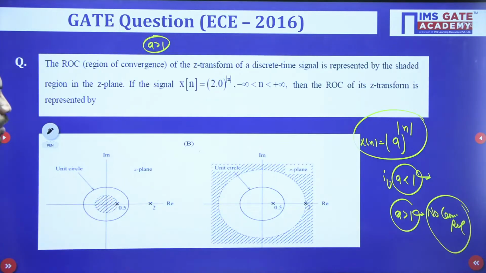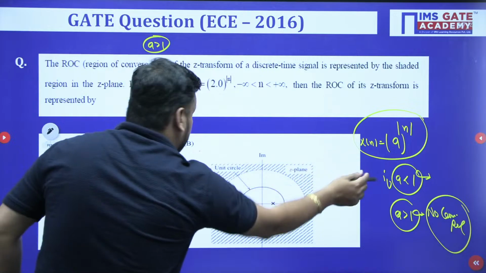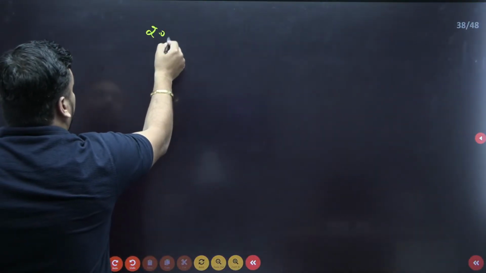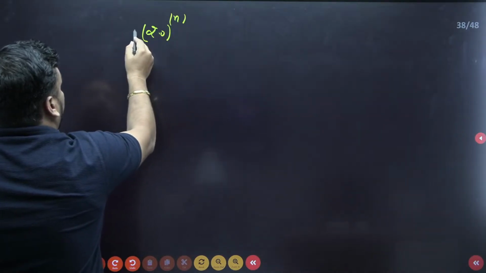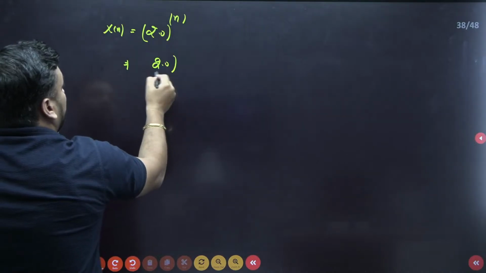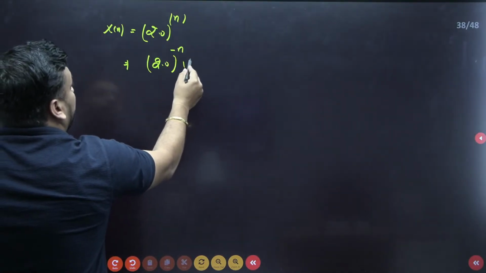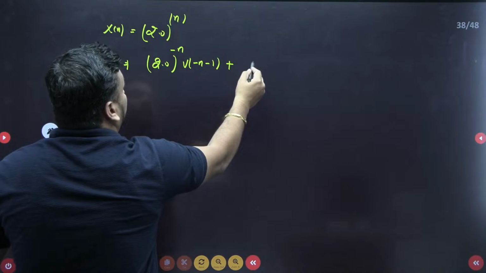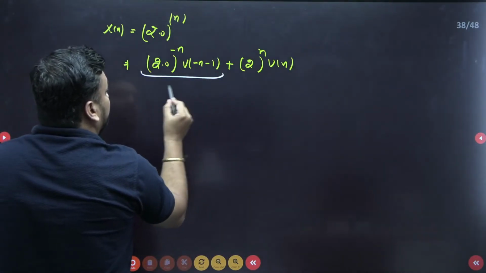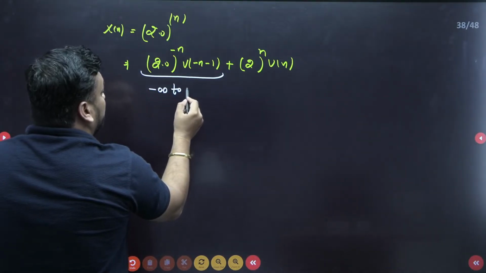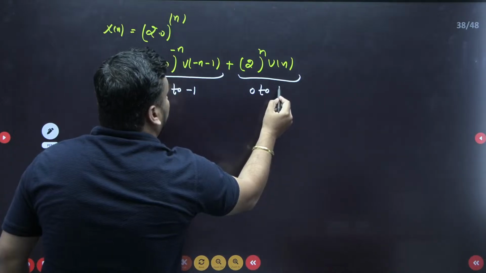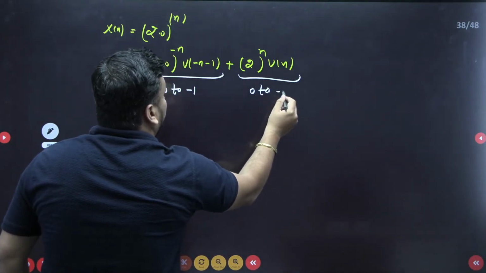And suppose you do not remember this, then in the examination hall also you can write like this: 2 to the power mode of n is my x of n. So I can write 2 to the power minus n u of minus n minus 1 plus 2 to the power n into u of n. Why? Because in this region I am taking the limit from minus infinity to minus 1, and in this one I am taking the limit from 0 to infinity.